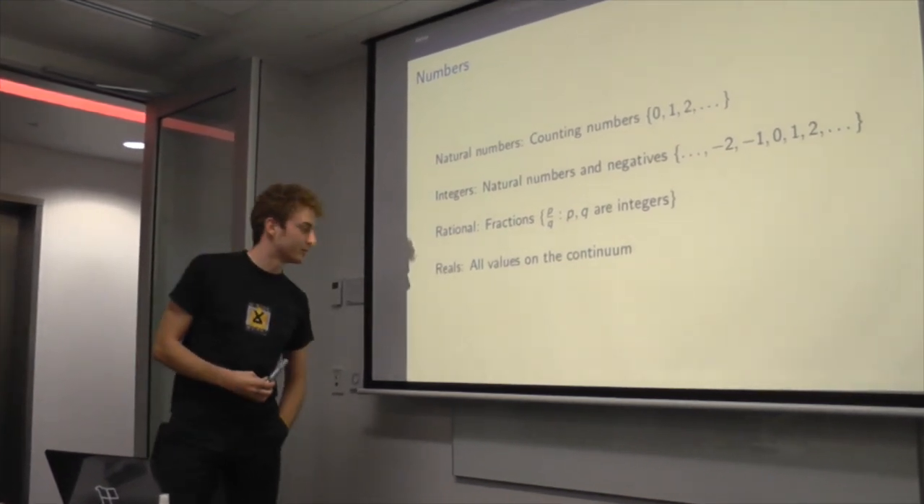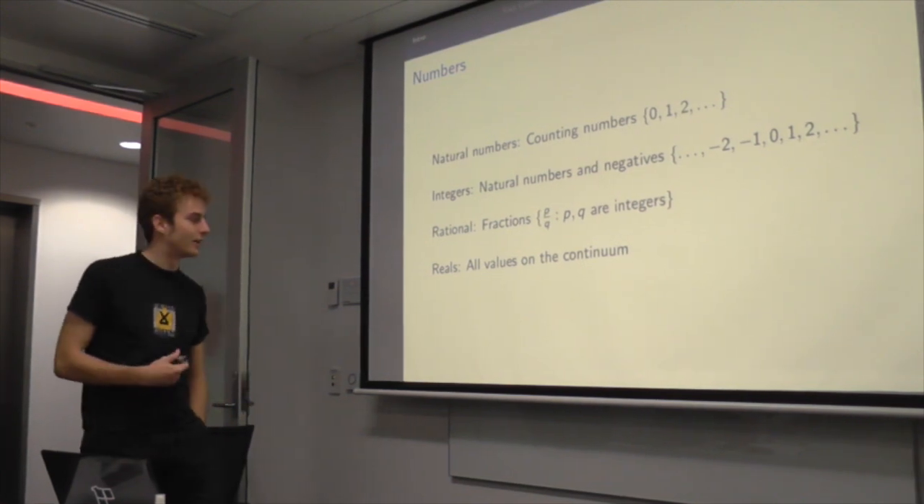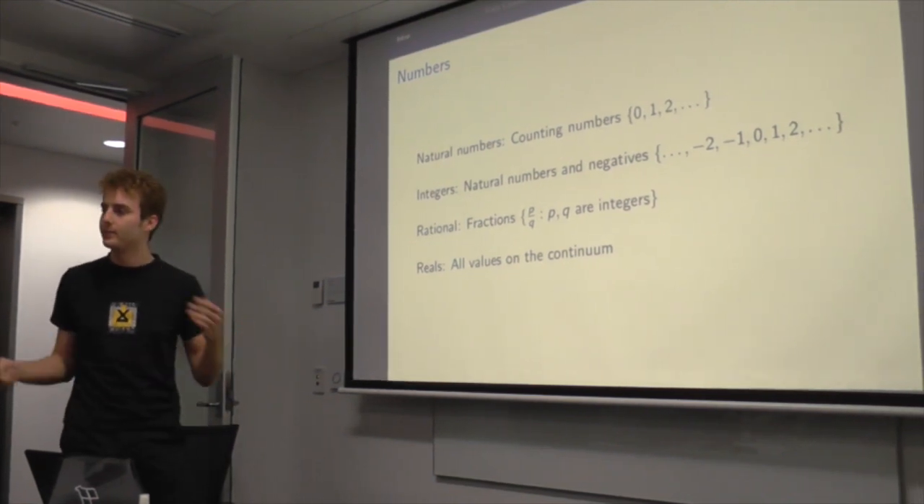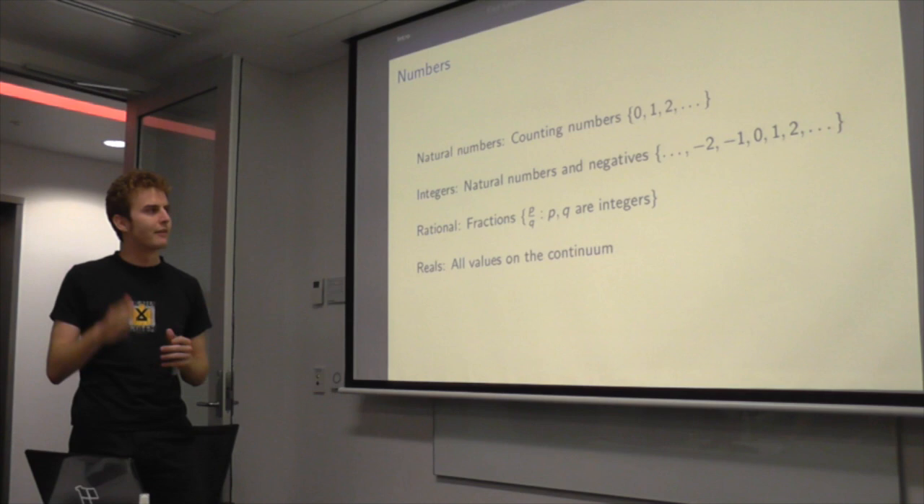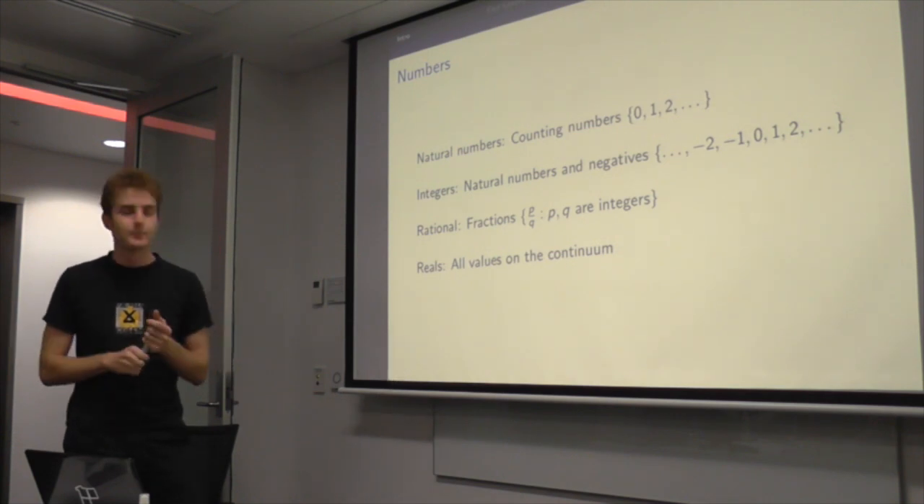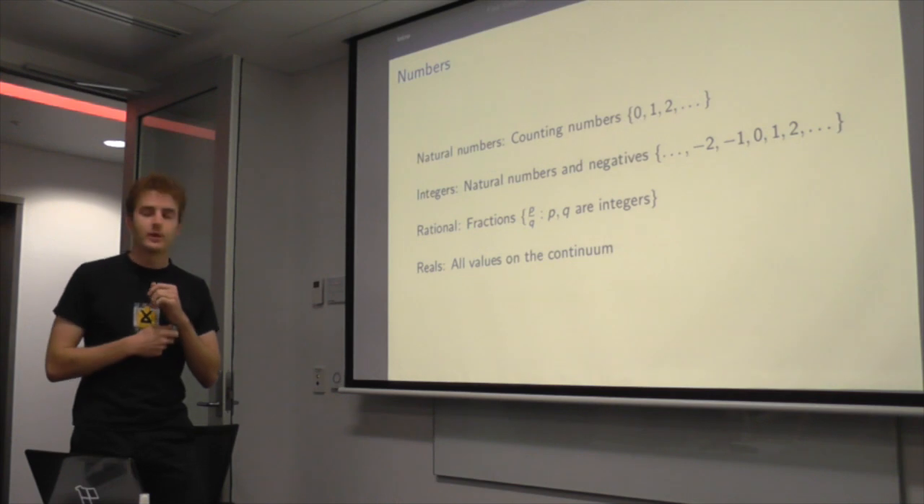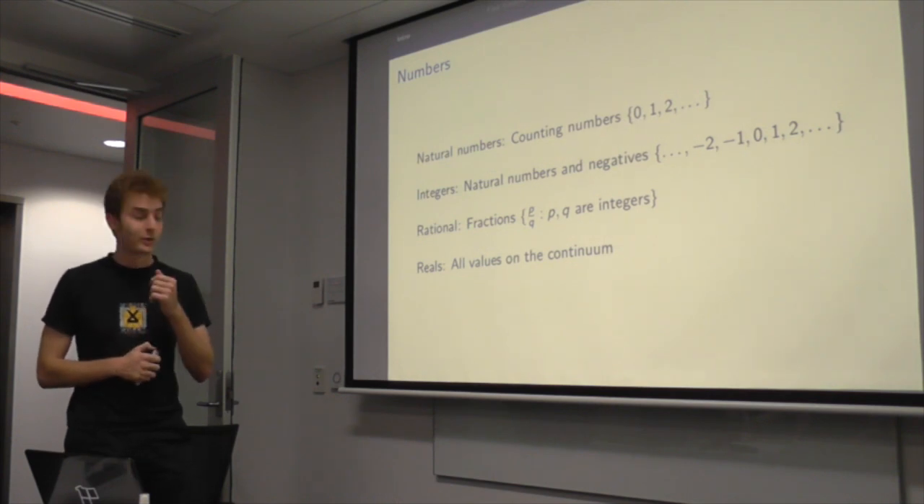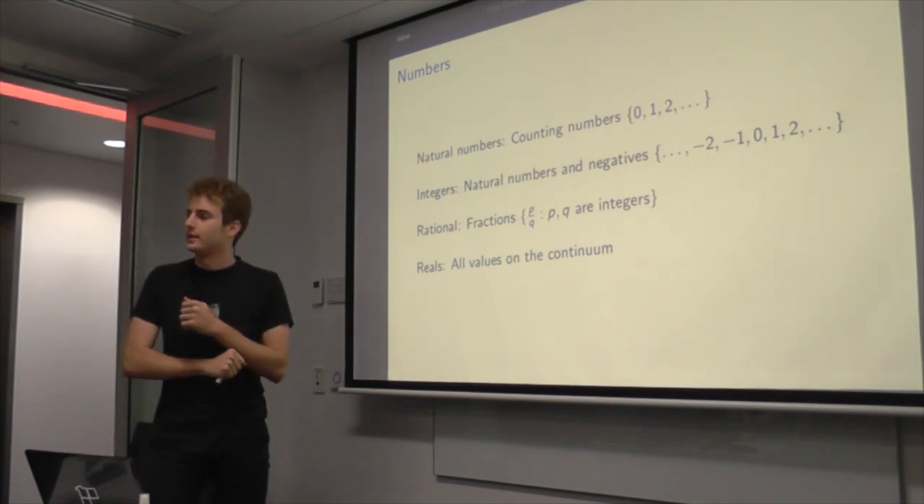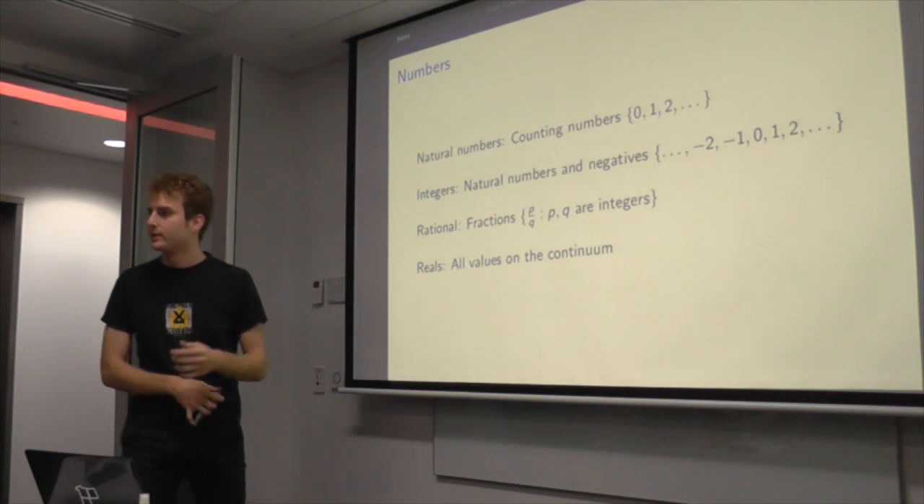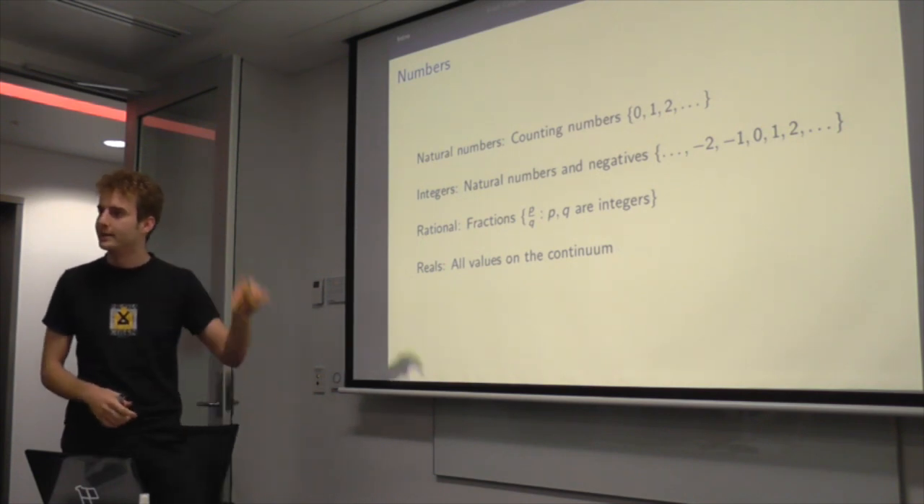But the real numbers, which is what we're interested in today, are all values on the continuum. So sort of every possible space between all the counting numbers. As the Greeks famously found out, the rational numbers don't get you there. Not every real number can be written as a fraction like that. The most famous examples are square root of 2 and pi and e and all that sort of thing.